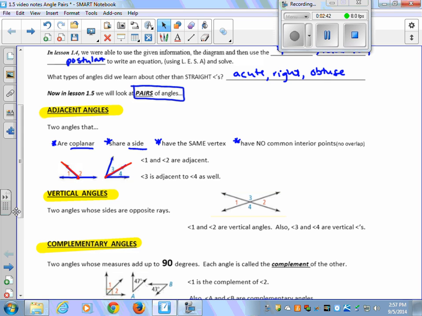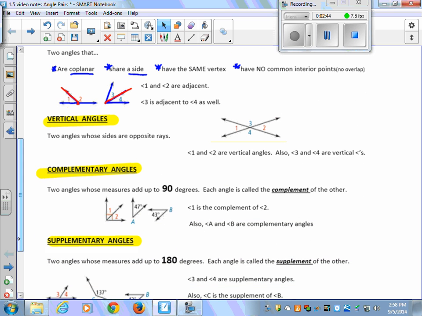The second term we're learning here about angle pairs are vertical angles. This is another pair of angles. They always come together. And these are two angles whose sides are opposite rays. So another way of thinking about it is when you have two lines that intersect, they form four angles here. And the ones that are across from each other, so angle 3 and angle 4, are vertical angles. And angle 2 and angle 1 are vertical angles.